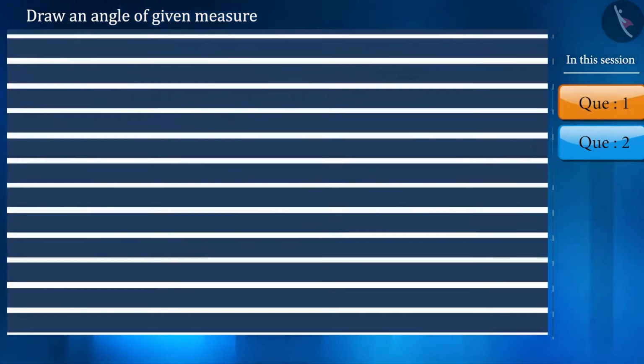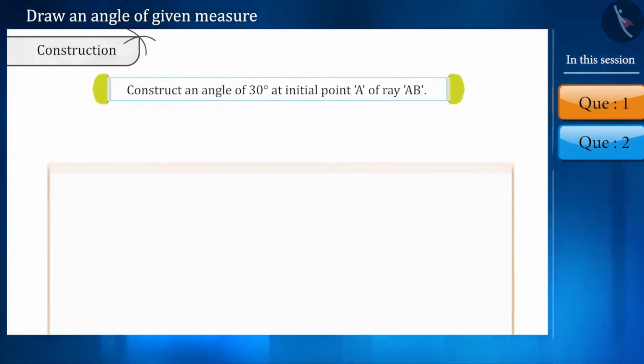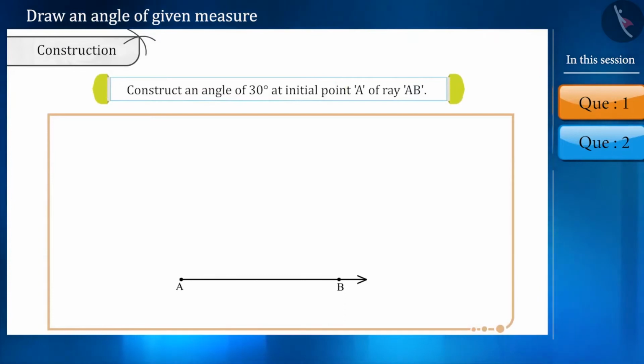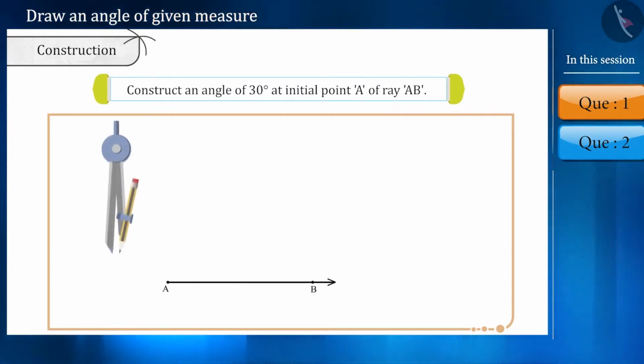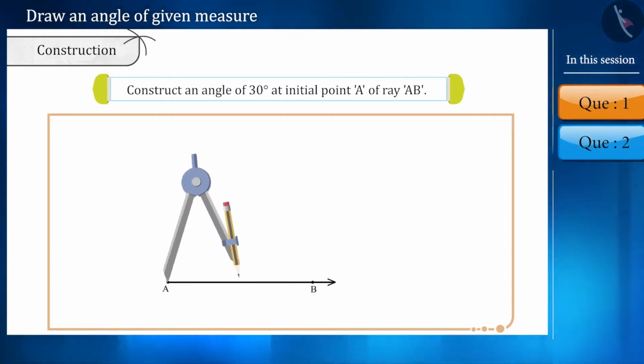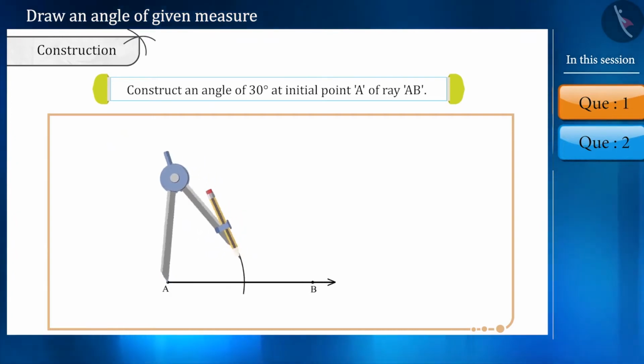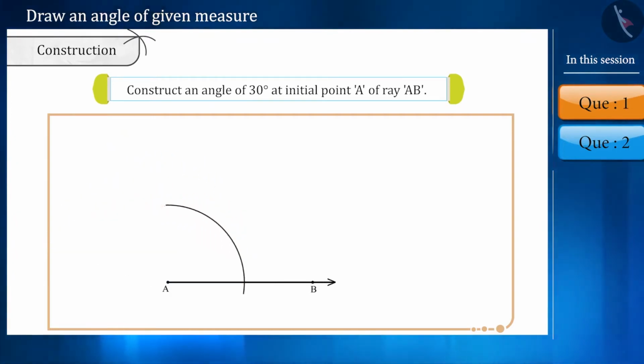So let us begin. The question is that from the initial point of the ray AB, construct an angle of 30 degrees. Friends, we have only been given a ray AB. Now let's draw ray AB. Now, using a compass, draw an arc of any length like this and name the intersection point as C.